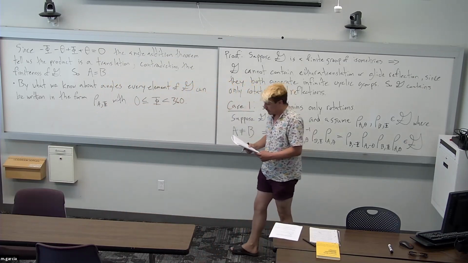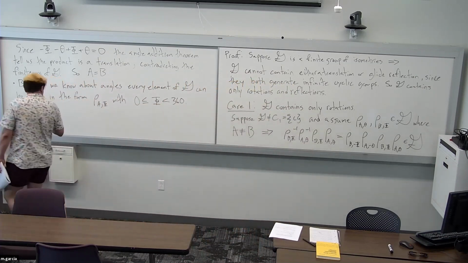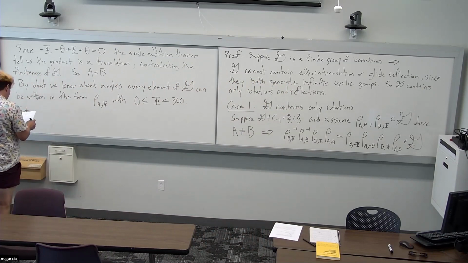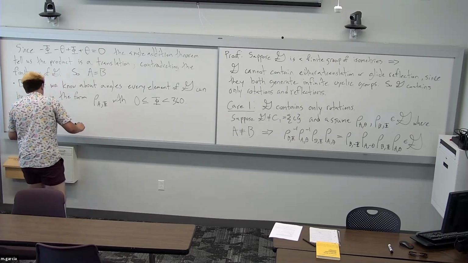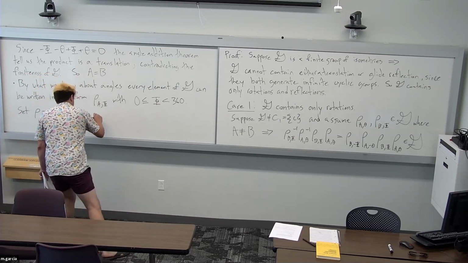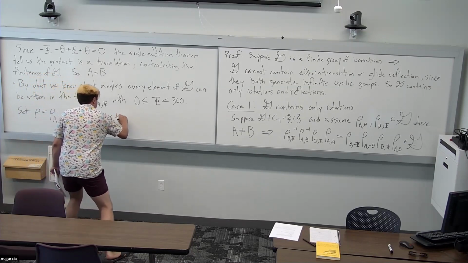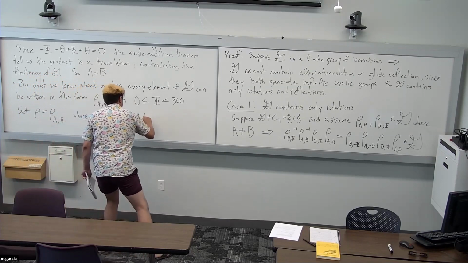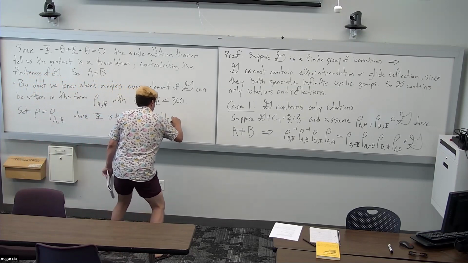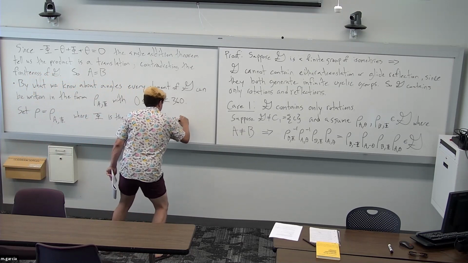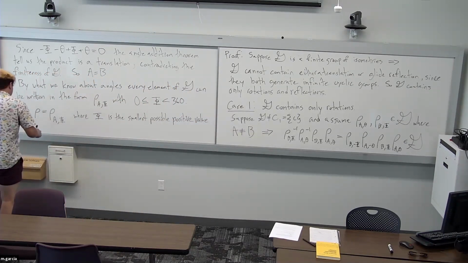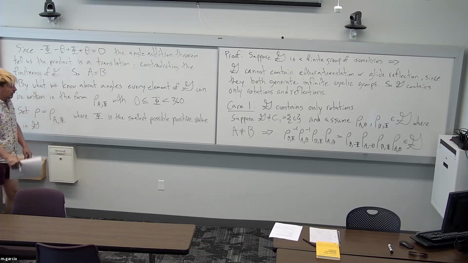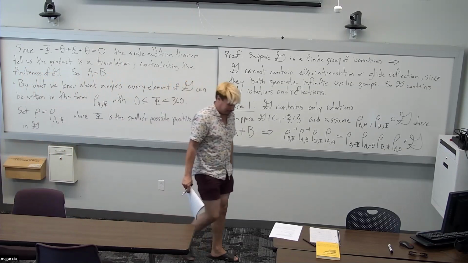Okay. So then, let's set rho equal to rho sub a comma phi, where phi is the smallest possible positive value in G. How do I know there is such a smallest? Because it's finite.